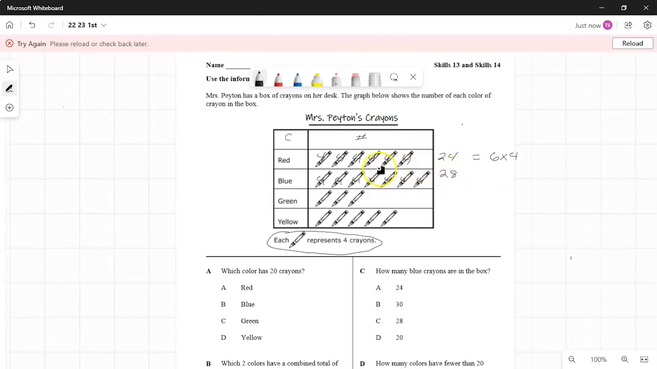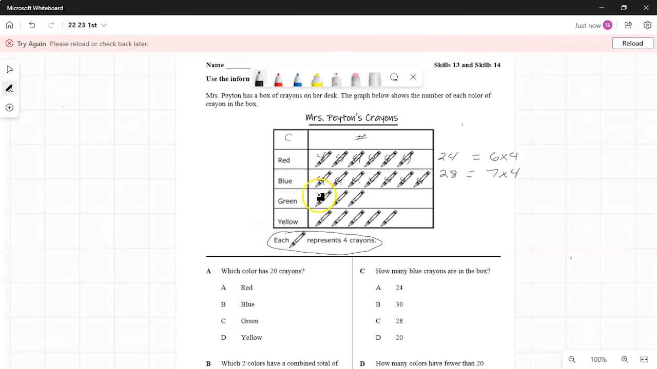Okay, or I could have said, okay, I know 6 would represent 24, so 1, 2, 3, 4, 5, 6. So I could go right there and say 24 plus 4 is 28, or I could say 1, 2, 3, 4, 5, 6, 7. I could say 7 times 4 is 28. So 28 is equal to 7 times 4. Good to know your multiplication.